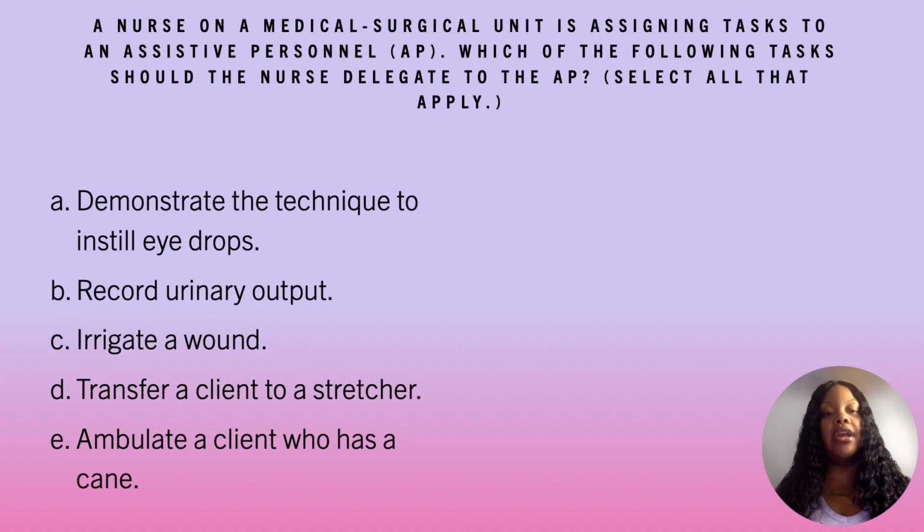B, record urinary output. C, irrigate a wound. D, transfer a client to a stretcher. Or E, ambulate a client who has a cane. I'm going to give you some time to think about it. So if you chose B, D, and E, you are correct. B, D, and E.